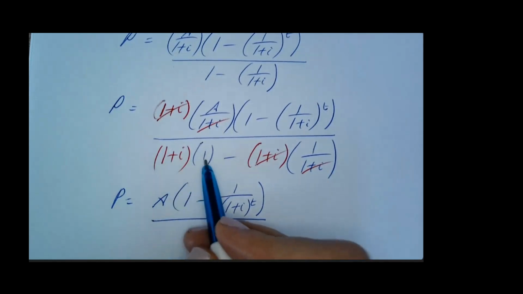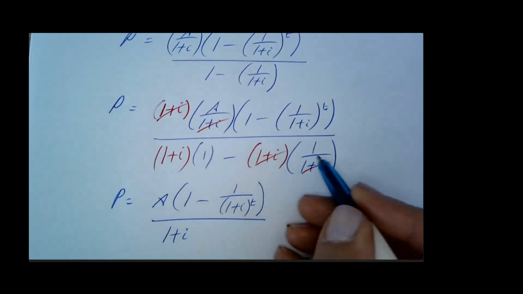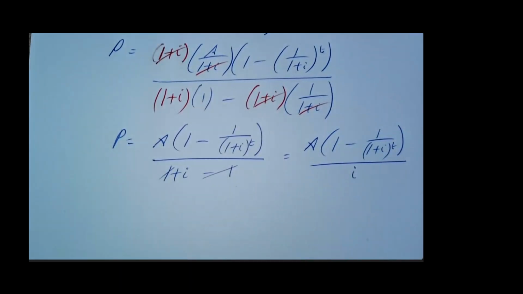And on the bottom, I have 1 plus I times 1, which is 1 plus I. And I have minus 1 because this is cancelled. And of course, 1 take away 1 is 0. That cancels as well. So this is what I have now.